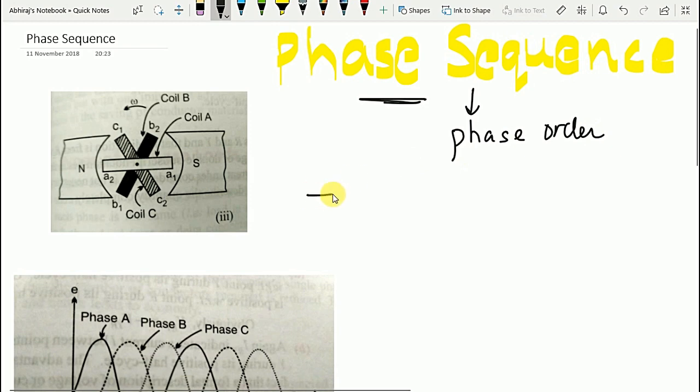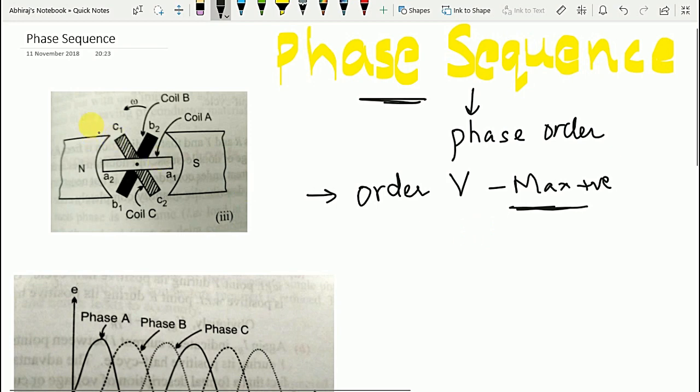Now the phase sequence or the phase order is the order in which the voltages in the three phases or three coils reach their maximum positive values. Instead of maximum positive values, you can also use any other instantaneous value to determine the phase sequence.